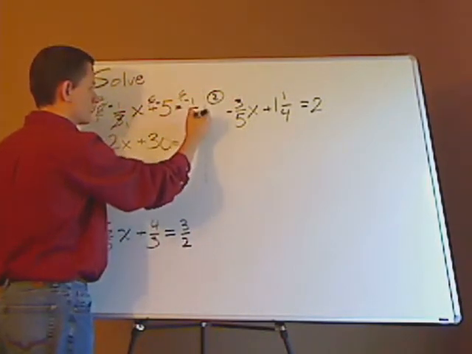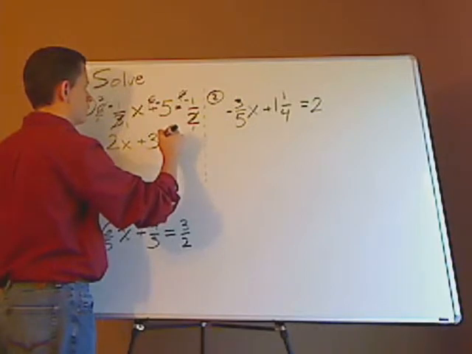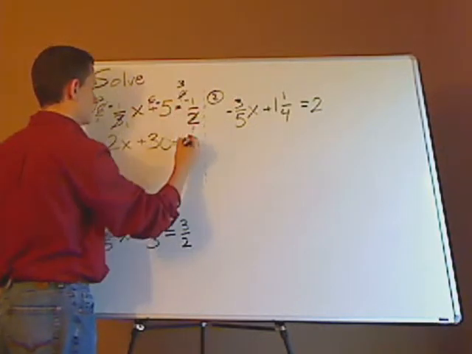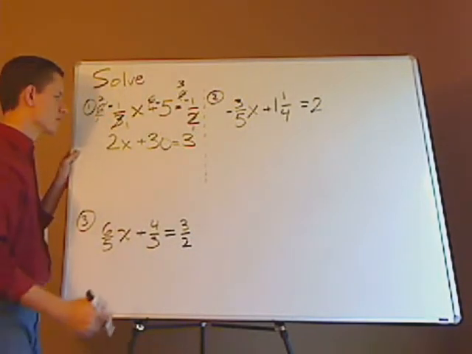2 goes into both the 6 and the 2. 2 goes into 2 once. 2 goes into 6 3 times. So that would be a 3. Now it's just a simple linear equation.